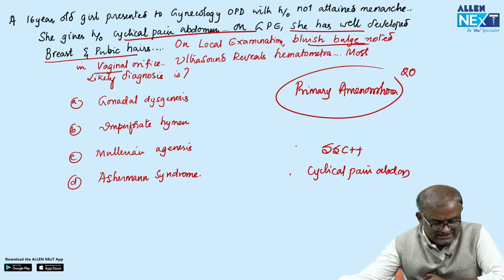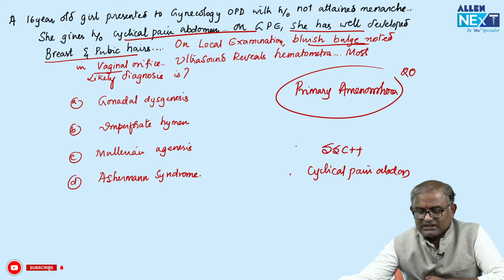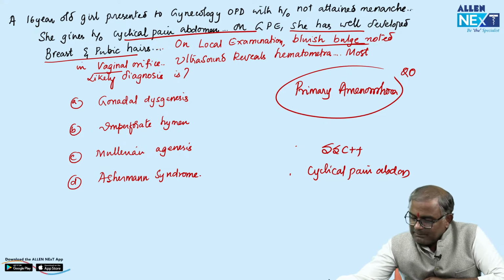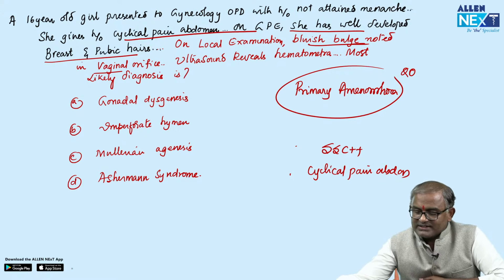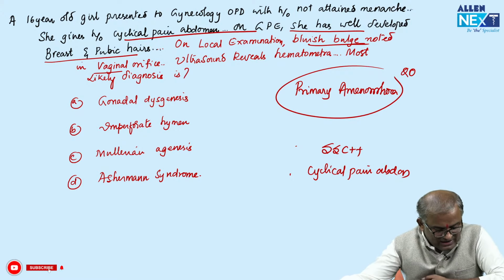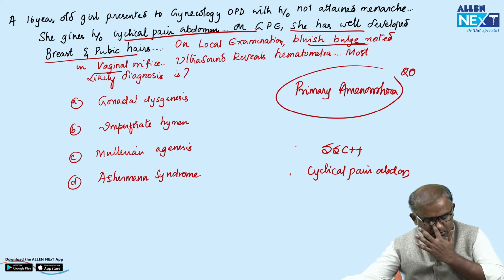What is the answer, doctor? What is the answer for this question? Dear doctors, what is the answer for this question? She has got primary amenorrhea, secondary sexual characteristic present, cyclical pain abdomen. On local examination, bluish bulge noted in the vaginal orifice. Ultrasound reveals hematometra. So only one doctor is answering. What about others?